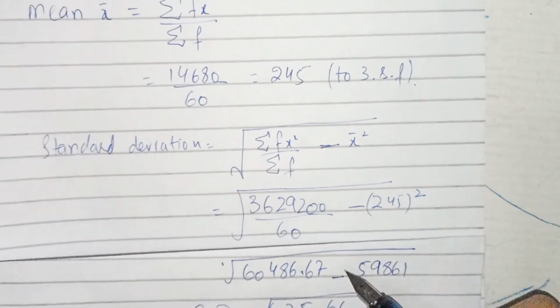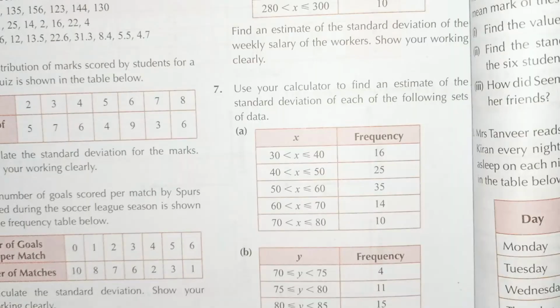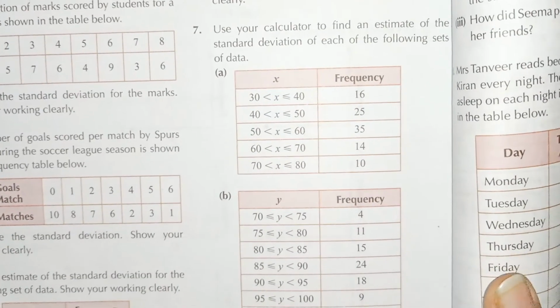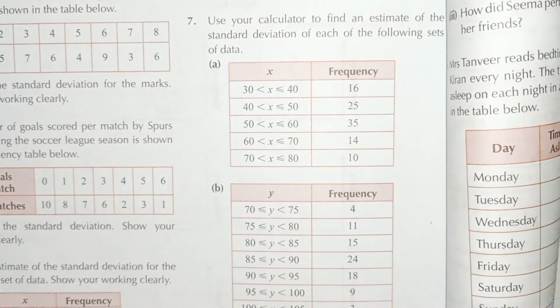Now students, question number 7. Use your calculator to find an estimate of the standard deviation of each of the following sets of data. Now we have to use the calculator to find the value of it, and it's very simple.